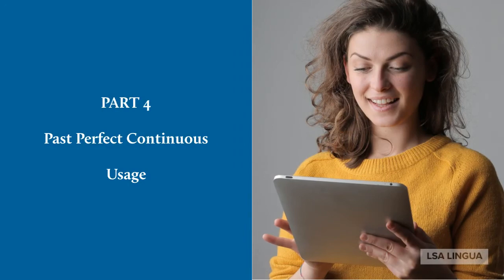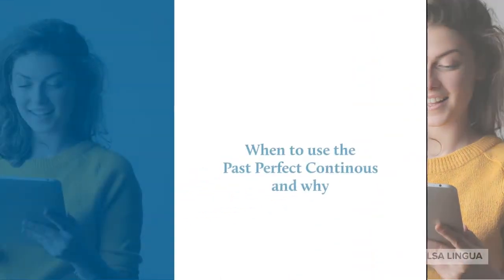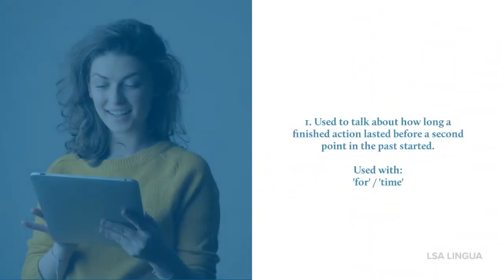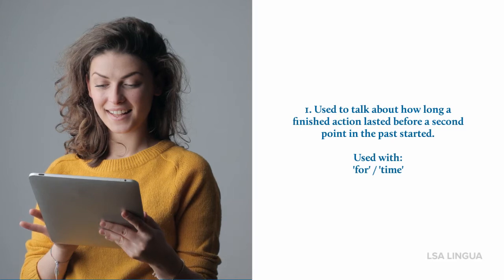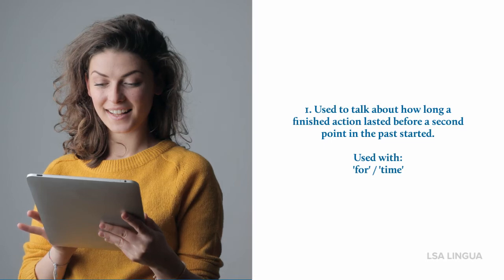And finally, part 4, the past perfect continuous usage. When to use the past perfect continuous and why. The past perfect continuous is used to talk about how long a finished action lasted before a second point in time started. So it's used with words like for and time. An example. He had been working at the company for 10 years when Julie had just started working there. The past perfect can also be used here, especially with stative verbs like know, realize, and seem.